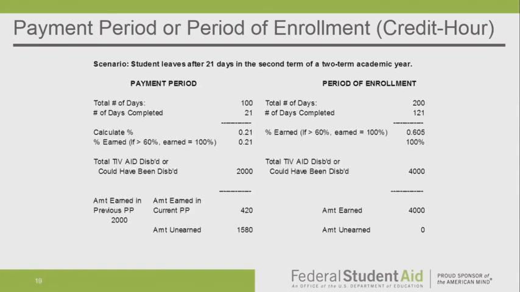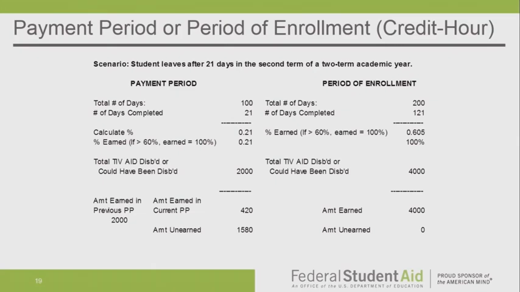So which do you use? Why would an institution choose to use one or the other? So here's an example that may illustrate why a school might choose to use one or the other, depending on how their program is designed. So in this example, a student leaves 21 days in the second term of a 2-term academic year.